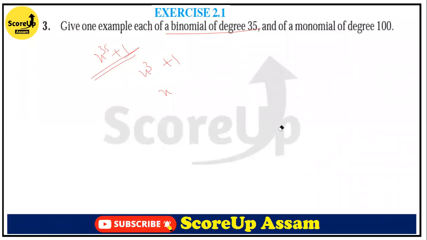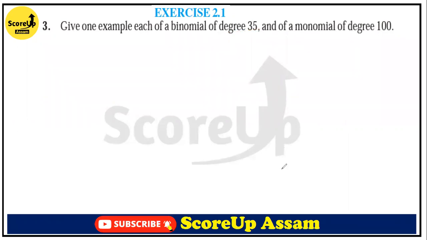So degree 35, we are told to find degree 35. Or we can write like this, right? x to the power 35 plus x square. Okay. So these are the examples of binomial of degree 35 and monomial of degree 100. I hope it is clear. Now we should move to the next topic.